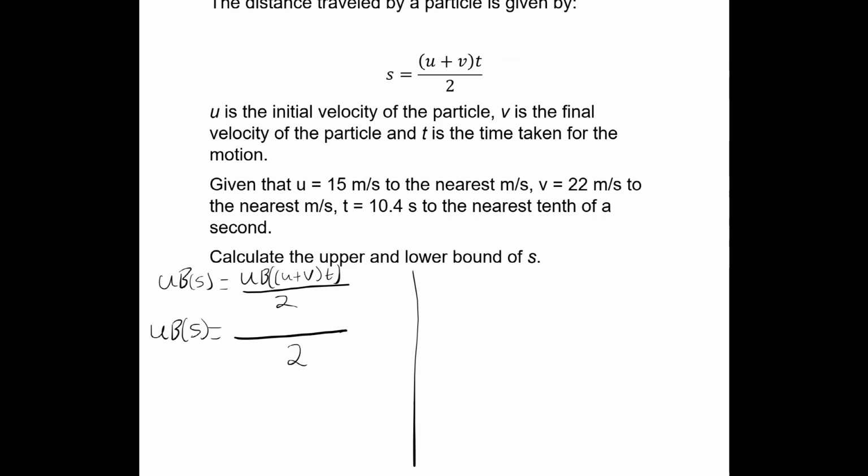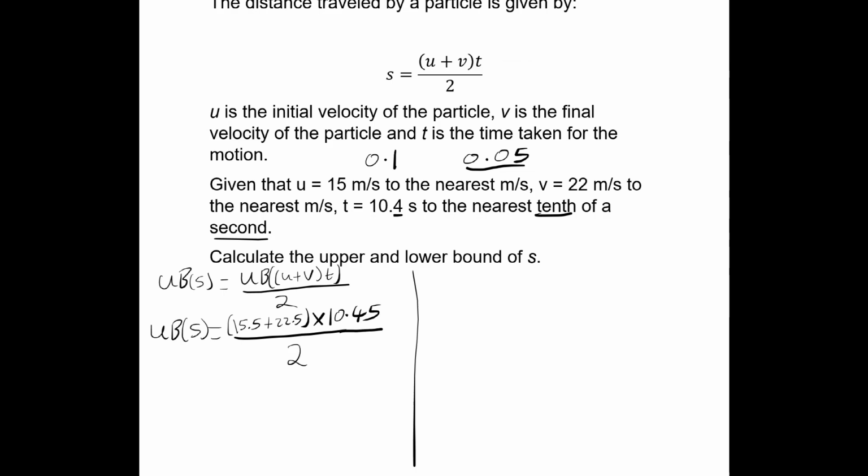So the upper bound of u is going to be 15.5. The upper bound of v is 22.5. And the upper bound of t is going to be, well, it's 10.4 to the nearest tenth of a second. If I have 10.4, the tenths column has the 0.4 here. 1/10 is 0.1, so half of a tenth is 0.05. So if I want the upper bound of t, I need to add on 0.05. So the upper bound of t is 10.45.